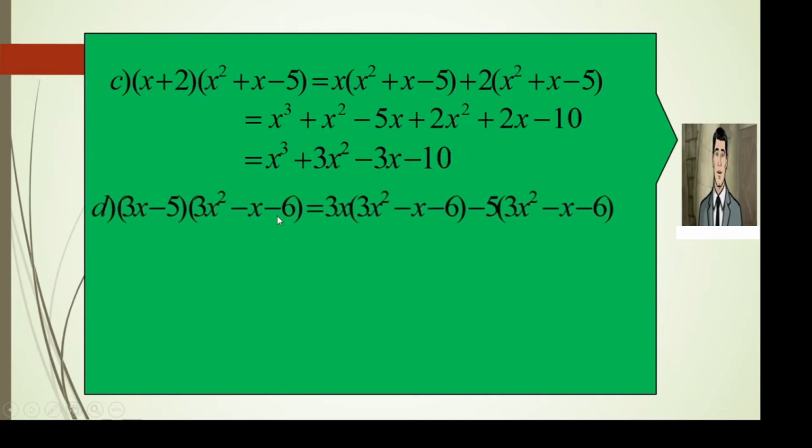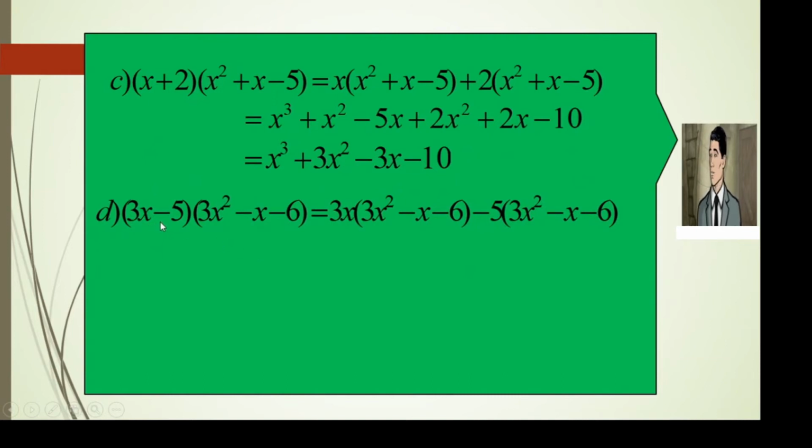Letter D, the quantity of 3x minus 5 times the quantity of 3x squared minus x minus 6. So all elements in the first quantity multiply to the second quantity. It becomes 3x times the second quantity, and that is 3x times the quantity of 3x squared minus x minus 6. Then negative 5 times the second quantity, and that is negative 5 times 3x squared minus x minus 6.